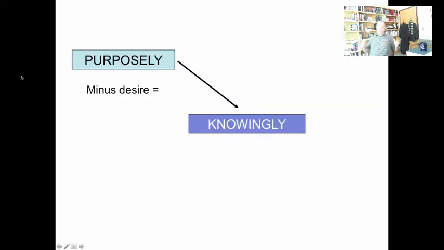So if you compare this to purposefully, well, with purposefully, what you've got is somebody wanting an outcome. For knowingly, you take away the desire, but you still are doing it and you know it's going to happen. You have something approaching certainty.